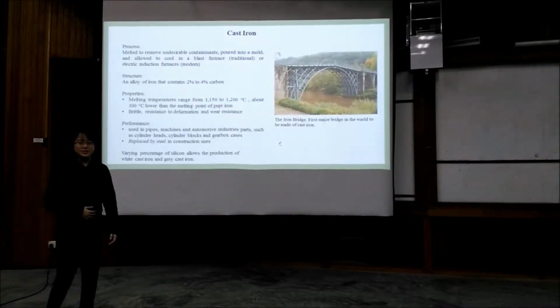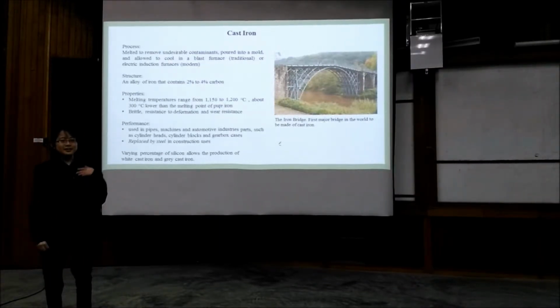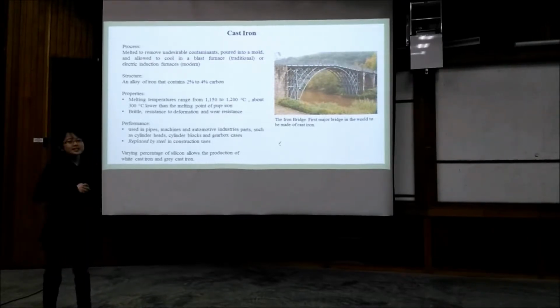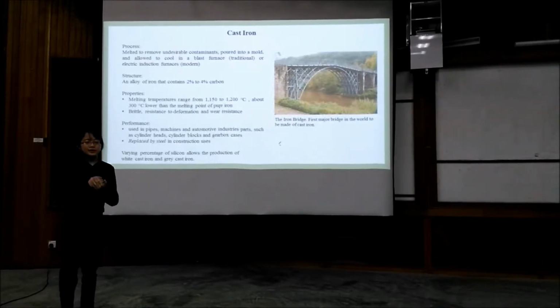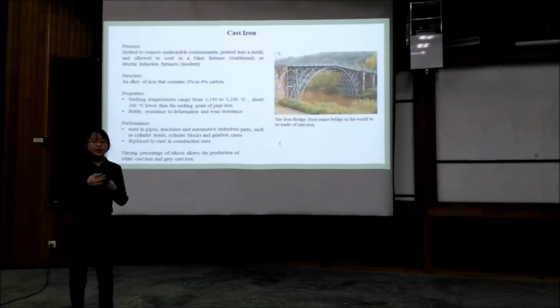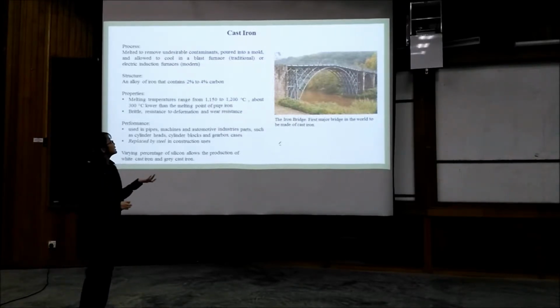My name is Chua Ming. I'm going to talk about another alloy of iron called cast iron. In the cast iron process, you remelt the iron pig and then you remelt it with other impurities such as steel, iron, and coke to remove any undesirable contaminants.